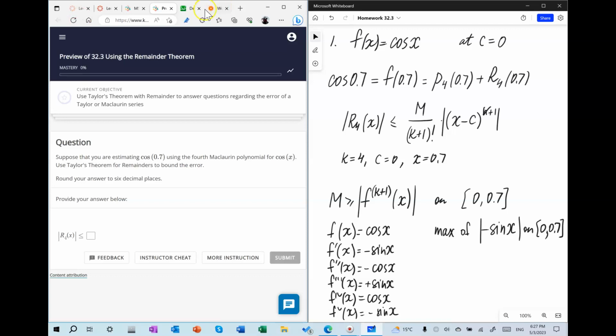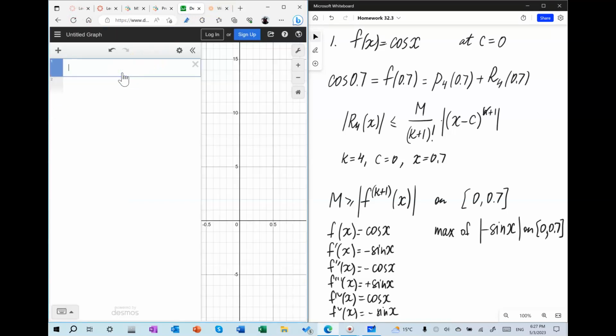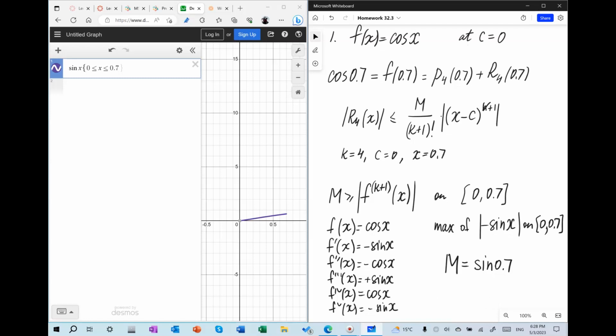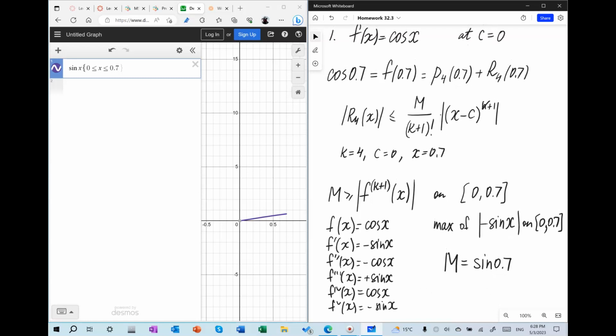So let's go ahead and open Desmos. We have sine of x on the interval from 0 to 0.7. It looks like it's an increasing function, so it reaches its maximum at 0.7. So if we set M to be equal to the sine of 0.7, then that M will be a great choice.